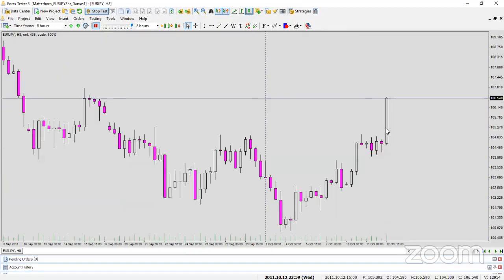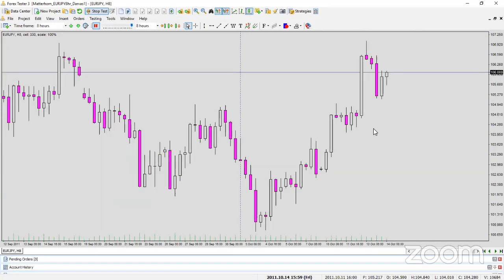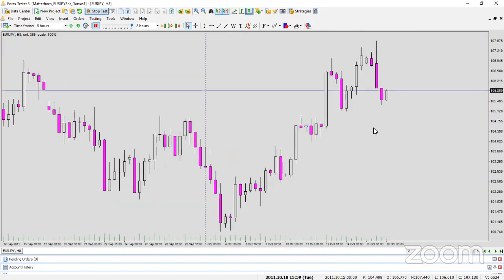So basically what I'm looking at here is potentially a pretty bullish chart, right? I know it's been going down, but maybe what we're looking at here is a bullish market.